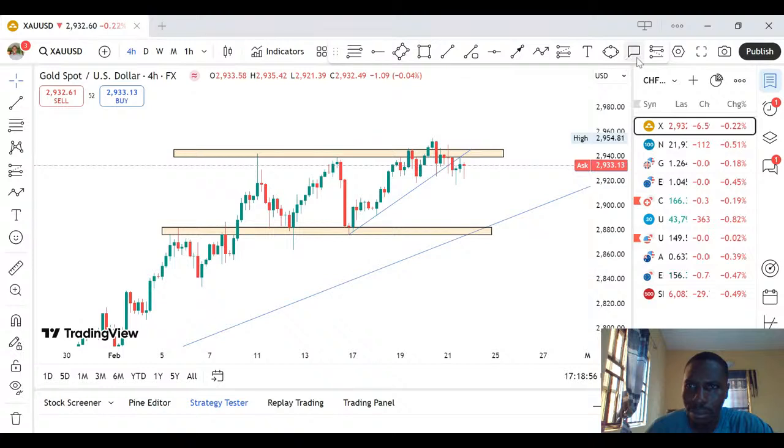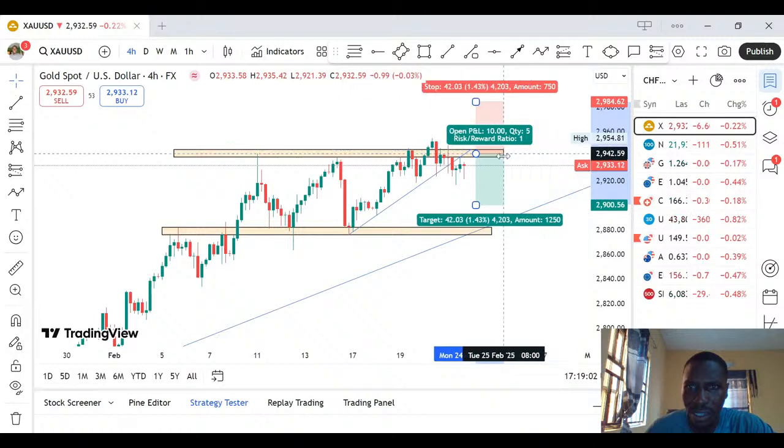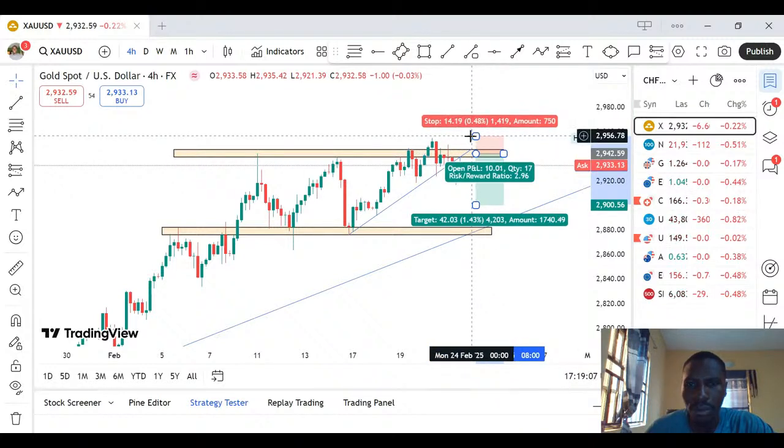So on gold for now, it's overall bullish, but I am bearish. And here is where the entry will be, and my stop loss will come around here.